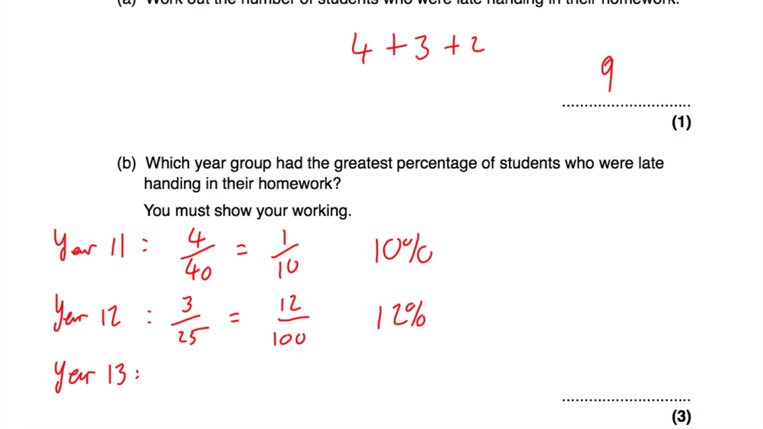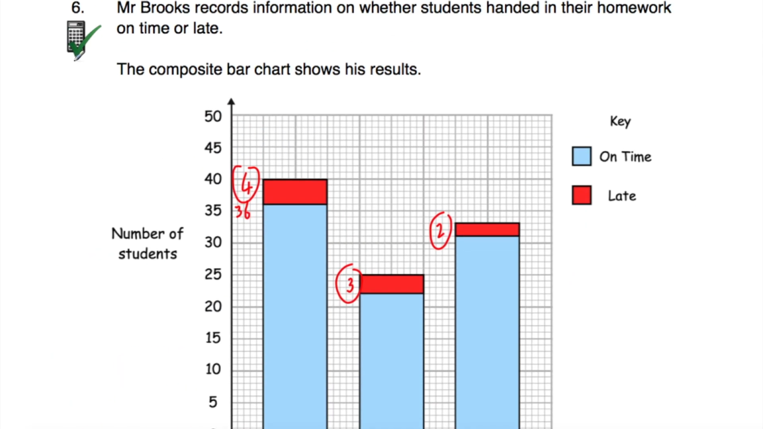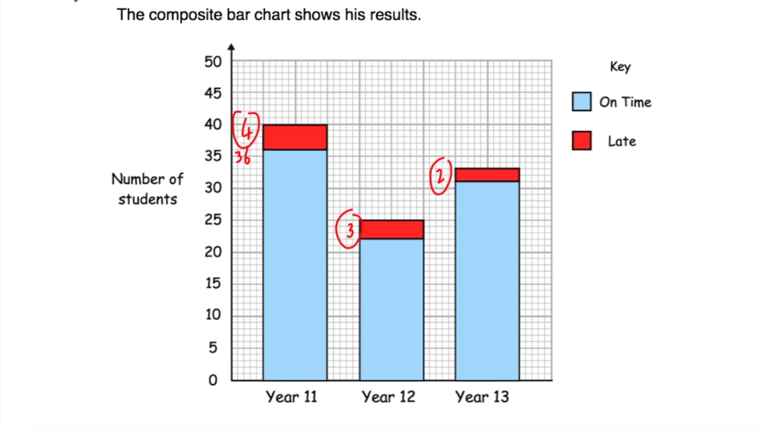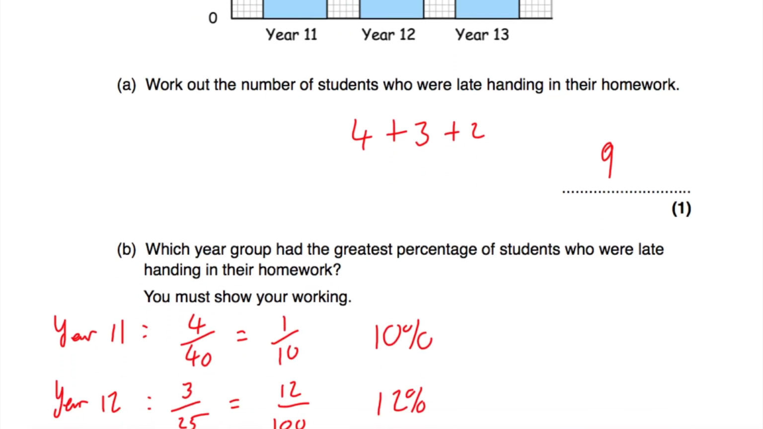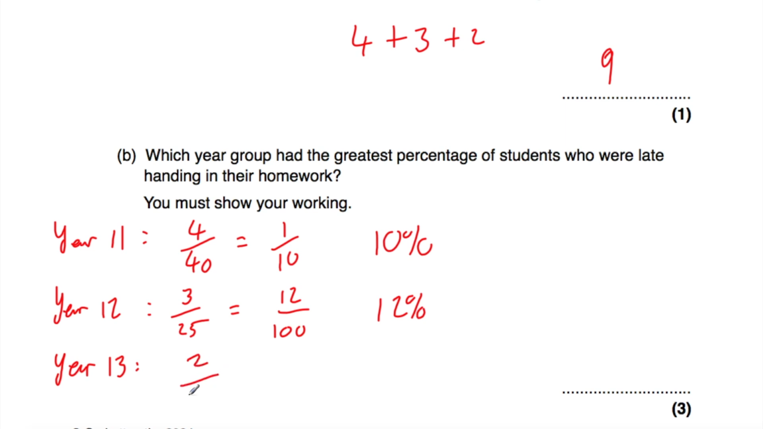And let's go back up. And actually, this is a calculator question, so that might be quite useful as well. So year 13, altogether there's 30, 31, 32, 33 students in year 13 and 2 were late. So that's 2/33, 2 over 33. So that's the fraction. We want to write that as a percentage.